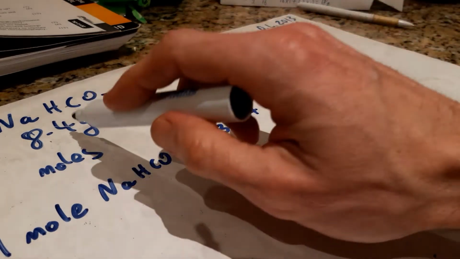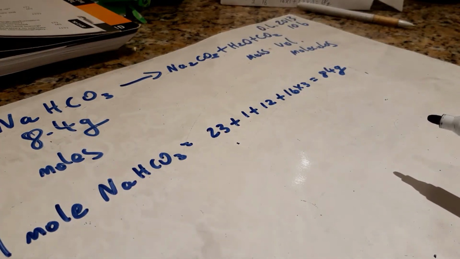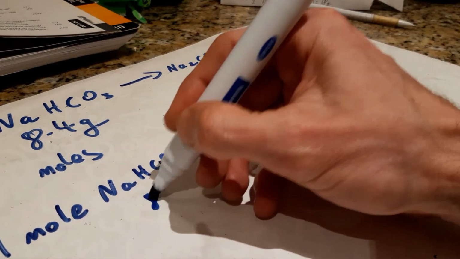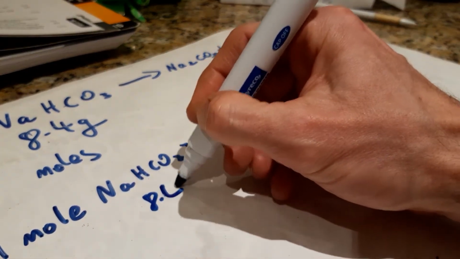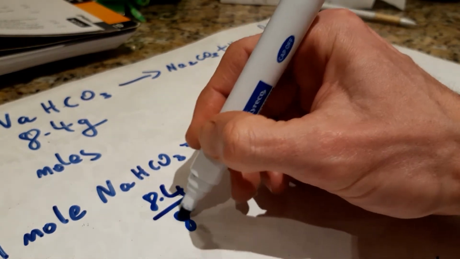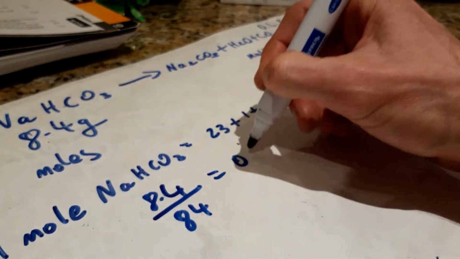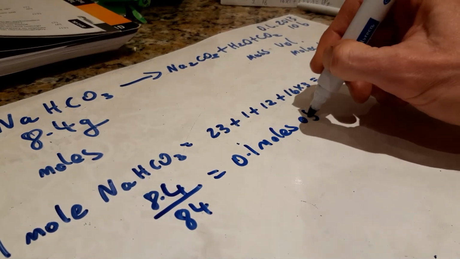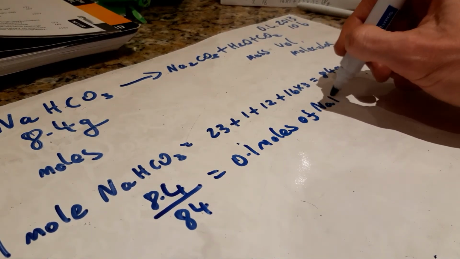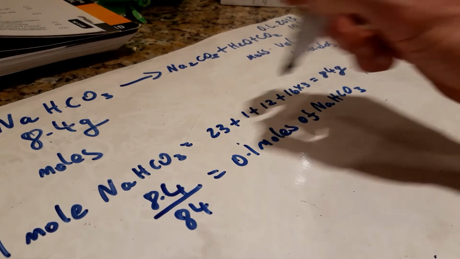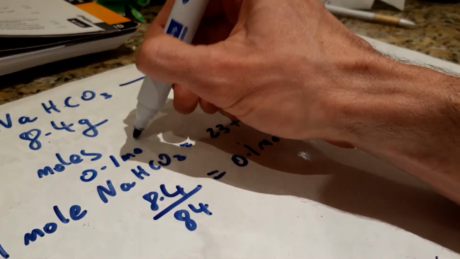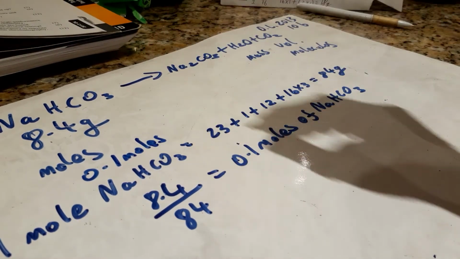But we've only got 8.4 grams, so we want to know how many moles that is. How do we do that? We take the mass we have and divide by the molar mass. So 8.4 divided by 84 gives us 0.1 moles of sodium hydrogen carbonate. So that tells us that we've got 0.1 moles of sodium hydrogen carbonate to start with. I can write it under there if that helps.